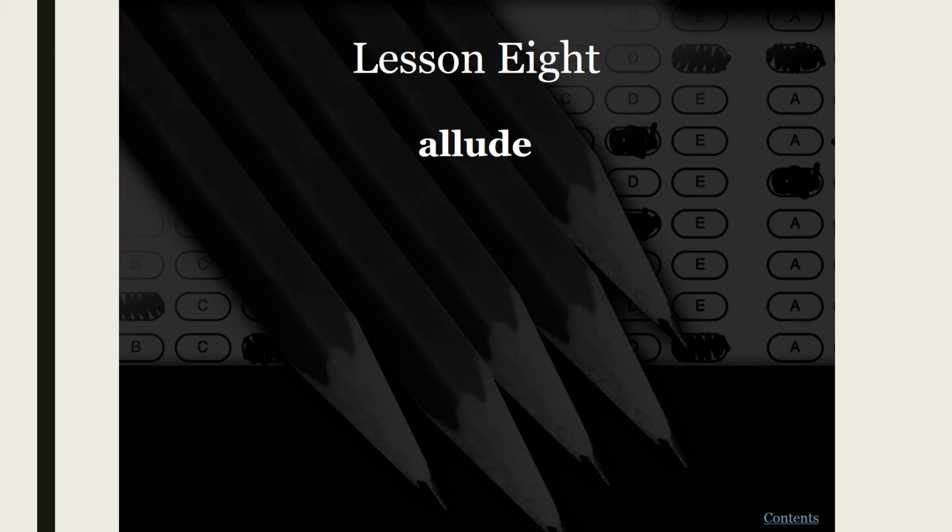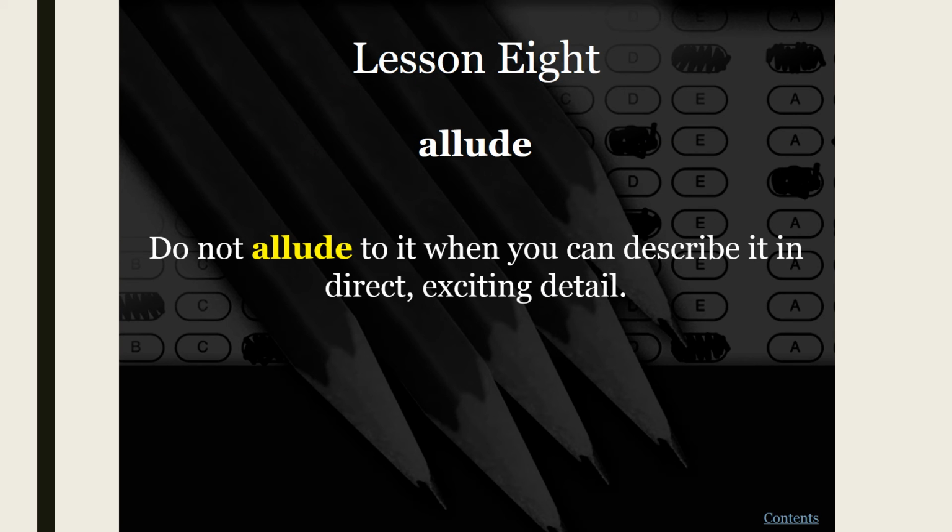Allude with an A. Okay, now not elude, E-L-U-D-E. Because remember, if you elude someone, that's a previous word. It means you can escape, like a criminal tries to elude from the police. Okay, this is allude with an A. You've got to be really careful to know the difference between those two. Pay attention. Do not allude to it when you can describe it in direct, exciting detail.